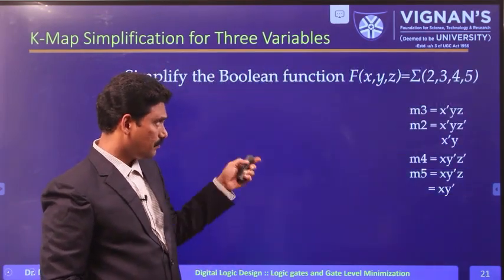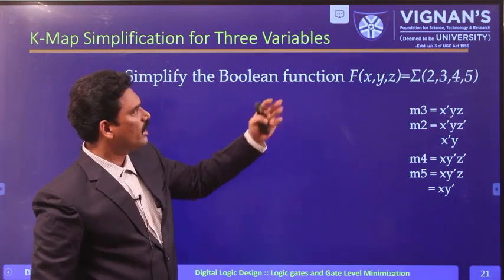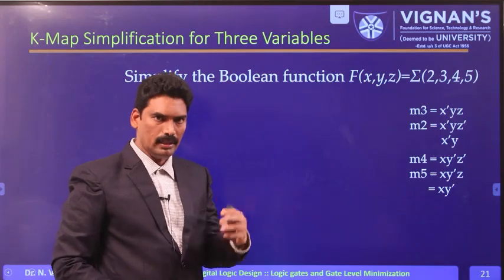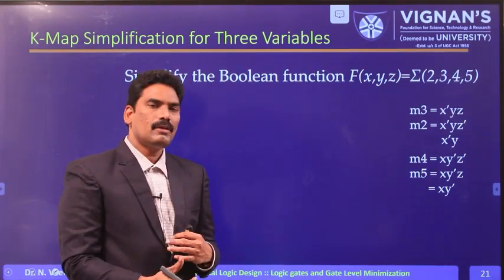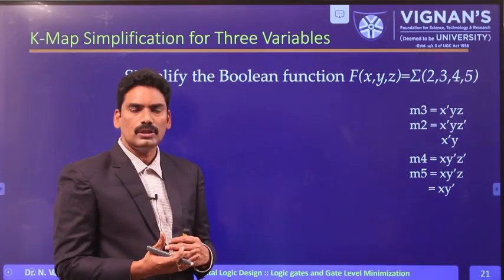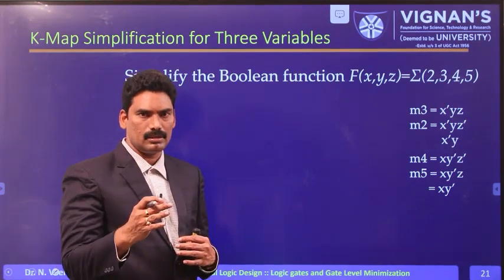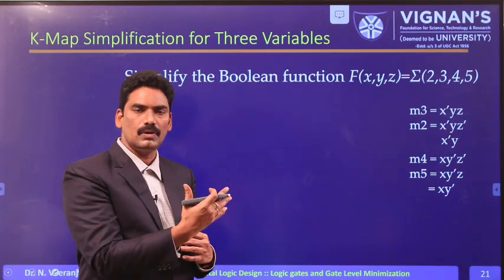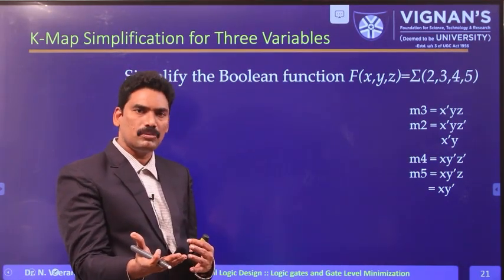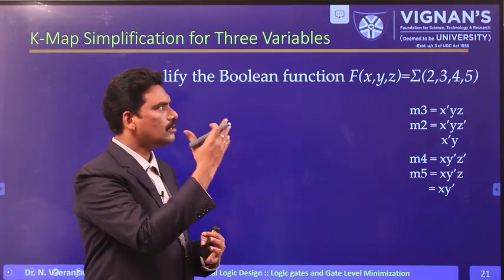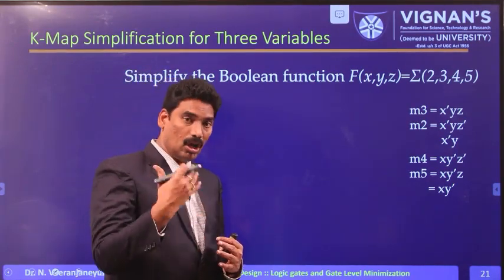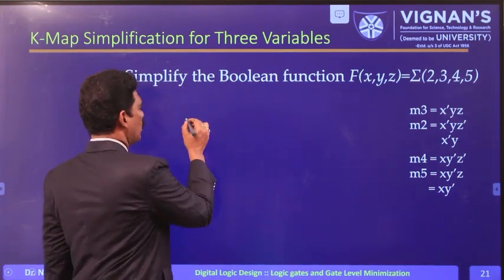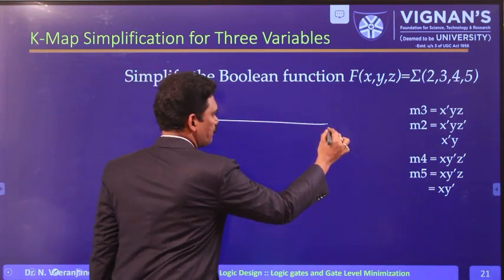And the next one is: simplify the Boolean function F of XYZ is equal to sigma 2, 3, 4, 5. While mapping ones, till now we have been using X bar, Y bar like that. Suppose the expression is F of XYZ is equal to sigma, which represents the sum of minterms, and 2, 3, 4, 5 are the minterms. So how do we do this? What is the simple way to map ones?